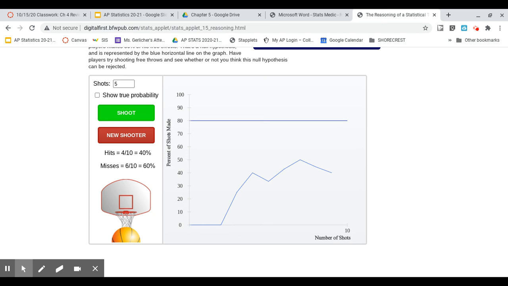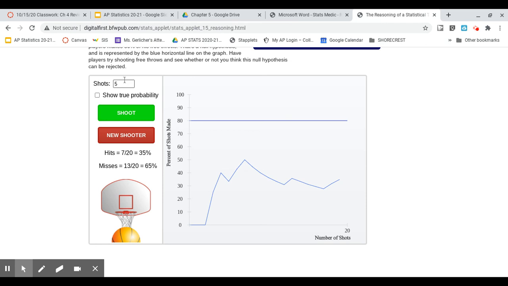Okay, so she's still at 40%. I'm writing this down so you guys don't have to later. Do another 5. Now she's at a 33% hit rate overall. Do another 5. Miss, make, make. 35% now.